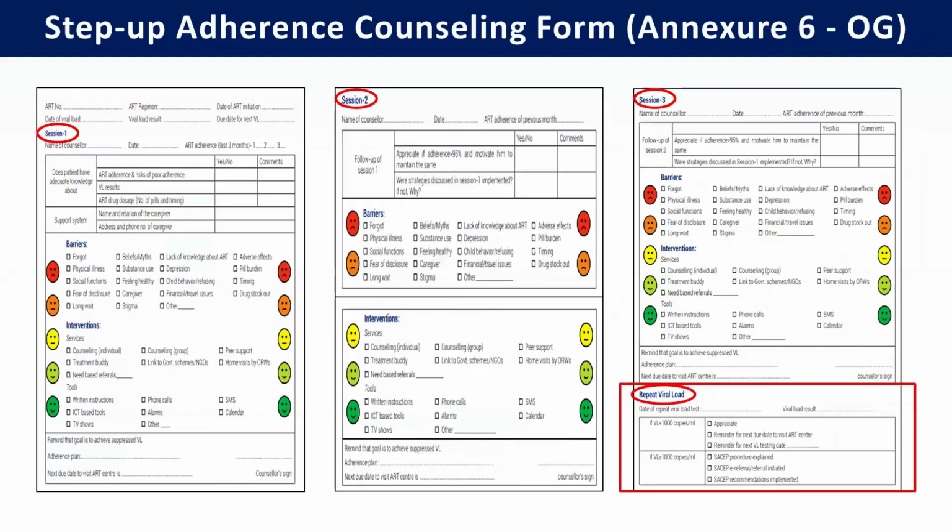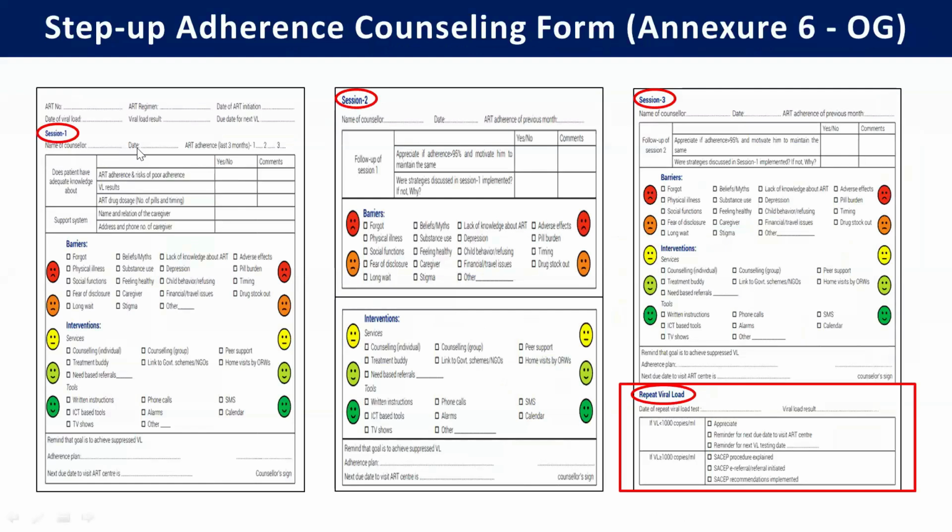Now, coming to the step-up adherence counseling form. So, this is a very comprehensive, very nice form. Only thing, it should be properly followed by the ART center. So, you can see here, pillar has to be written.